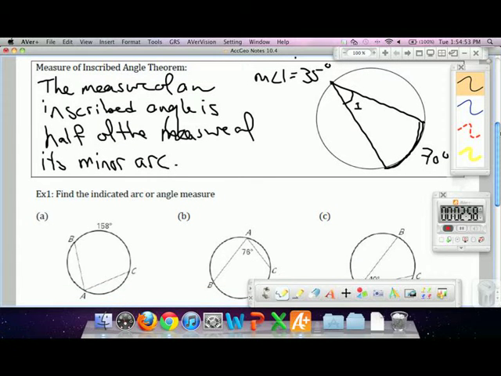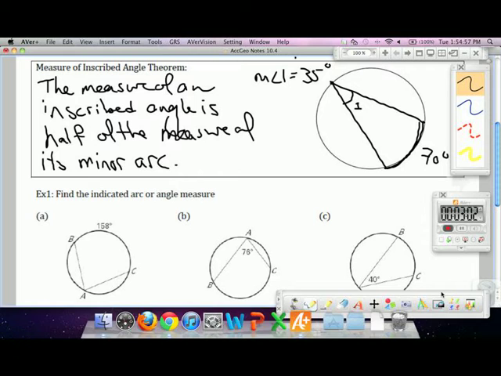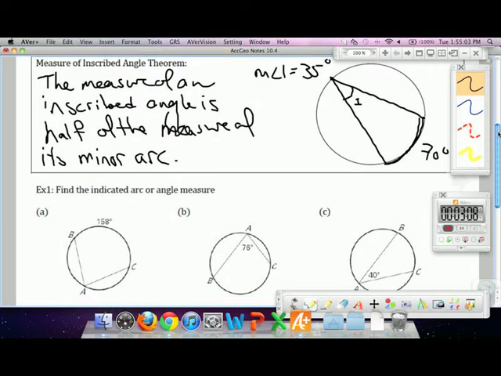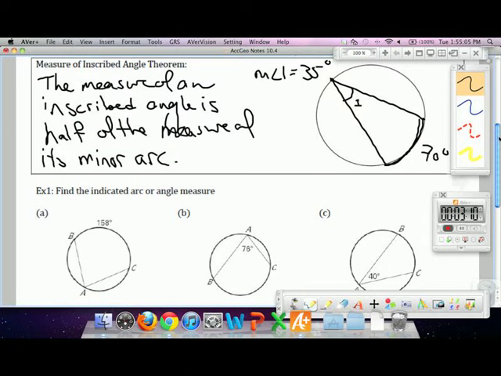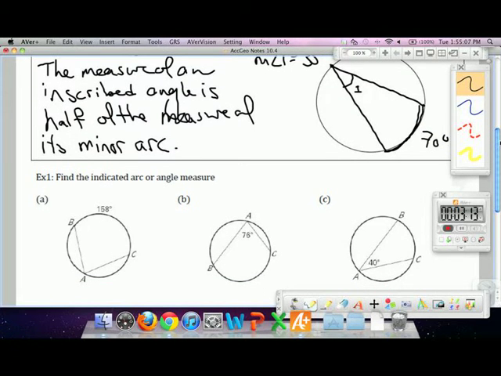I have a few extra diagrams to go along with this. Can you read what those angle measures are? First circle, I have an inscribed angle, angle BAC. Its associated minor arc is 158 degrees.